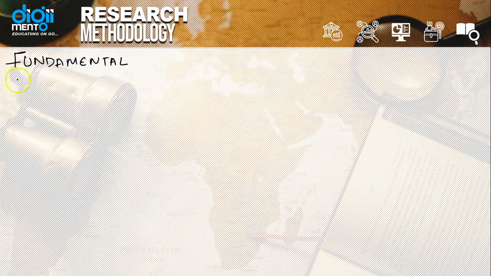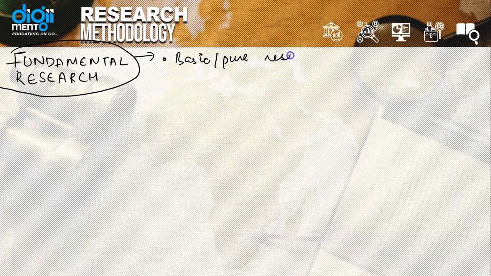Fundamental research. We also call it pure research and basic research. Why do we call it pure and basic research? Because it's a very initial research, okay? And the goal of the research is to find out the basic truth, or you can say the basic principle, about the research.